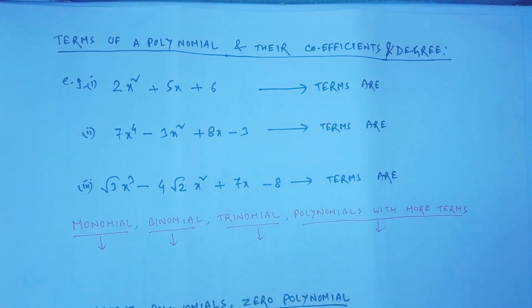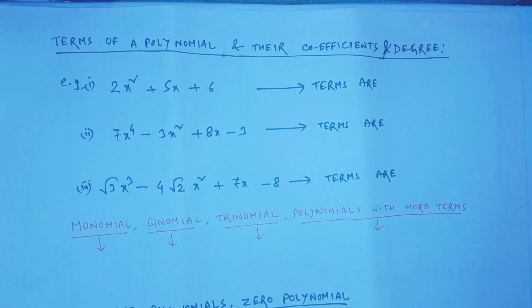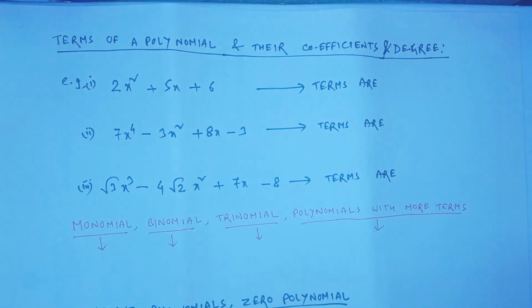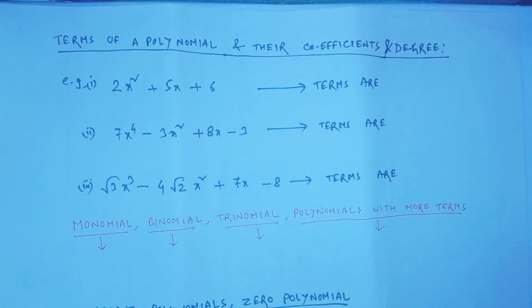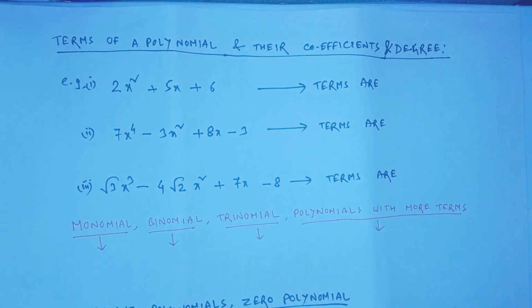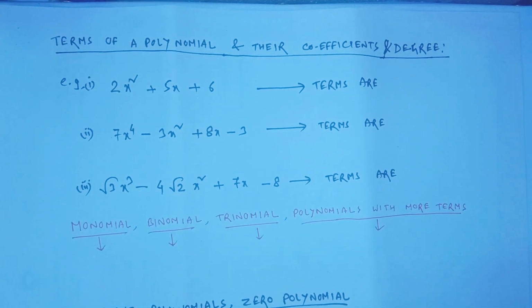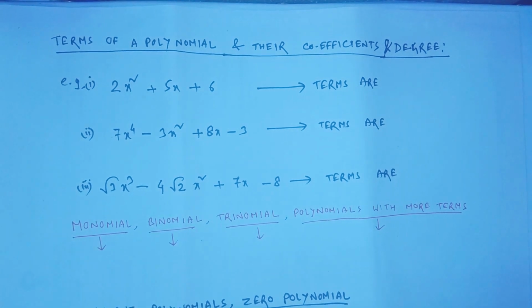Our next topic is terms of a polynomial, their coefficients and degree of a polynomial. Now, the definition of terms of a polynomial is the same as the terms of an algebraic expression you have learned in class A. So, what are the terms of a polynomial? Terms are the parts of a polynomial which are added to form the polynomial. So, be careful. Terms are the parts which are added to form the polynomial.